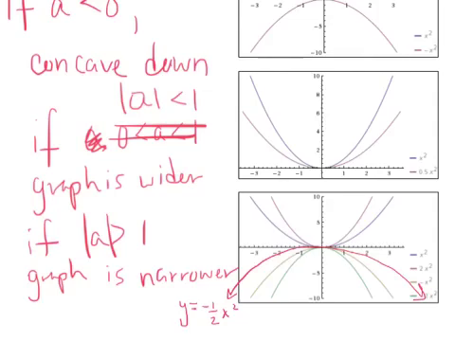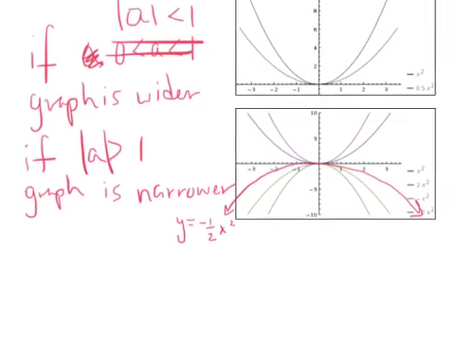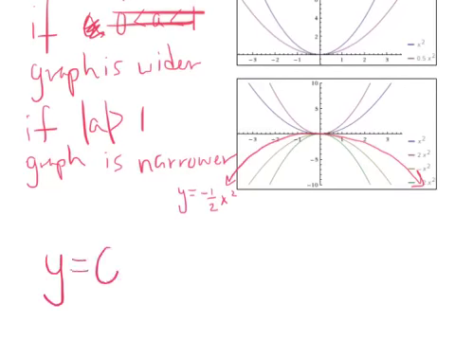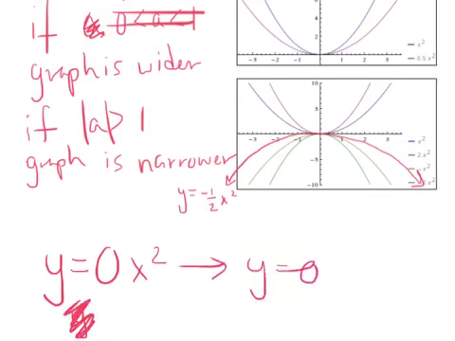One more fun fact, and you should have seen this yesterday. When a equals 0, what happens? What's 0x squared? It's 0. This just becomes y equals 0. Anything times 0 is 0. So when a is 0, you have the line y equals 0, which happens to be the line along the x-axis. Very good, Ryan. Well done today. Keep it up. That's the line y equals 0.